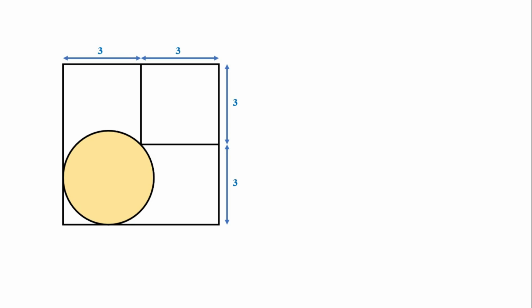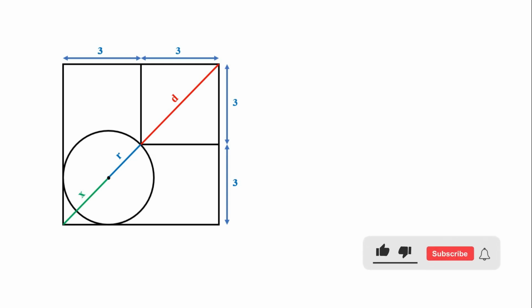Now, let's solve it together. Our first step is to draw the diagonal of the smaller square. Let's call its length d. Next, draw the radius from the center of the circle to the point where the circle touches the smaller square and label it r. Finally, connect the center of the circle to the bottom left corner of the large square. Let's call this segment x.